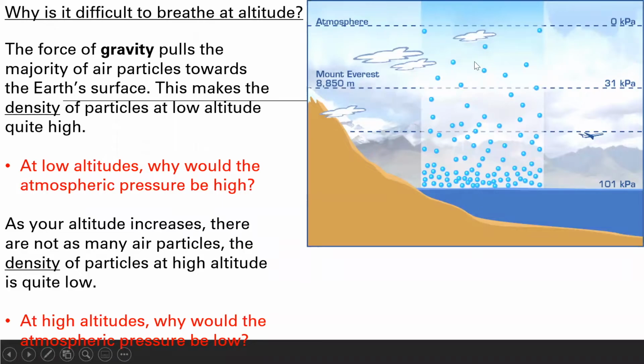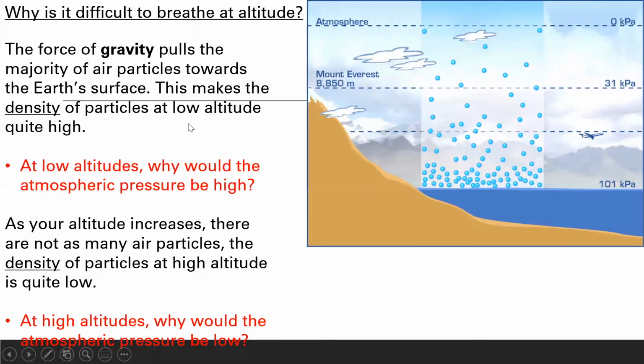And the higher you go up, the fewer air molecules you have and less oxygen you have to breathe. So it becomes very difficult to breathe high up on Mount Everest. A lot of people have to have breathing equipment, or some people train to actually live at high altitudes. The density of the particles is quite low. So at high altitudes, why would the atmospheric pressure be low? Because the atmospheric pressure goes down, so it's very low at the top of mountains as well, because there are just fewer particles to collide with surfaces, with you, with the ground, with each other. There's less air pressure up there.